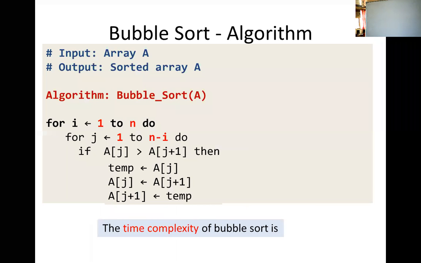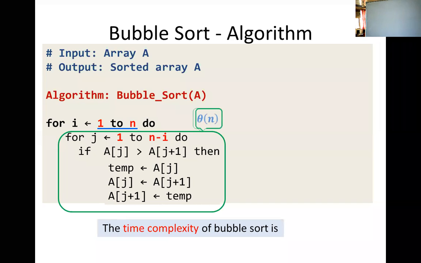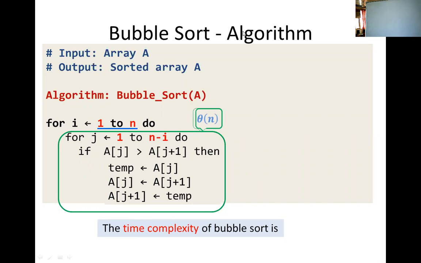For i equal to 1 to n, for j equal to 1 to n minus i, we will keep on checking if A[j] is greater than A[j+1], then we will swap it. Logically you know how to swap the numbers. So 1 to n is theta of n, average case complexity, we will have theta of n. Then for j equal to 1 to n minus i, we again need to do n comparisons. So it is again theta of n. So it is theta of n square.